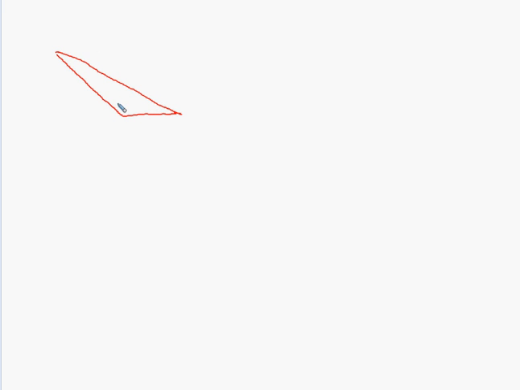We just have to read before we go. Okay, that's an obtuse triangle.